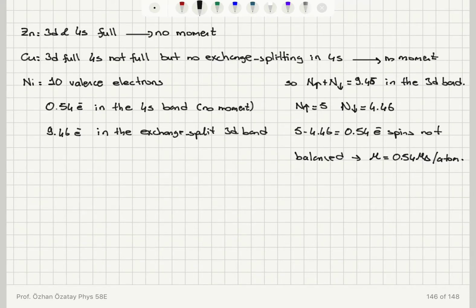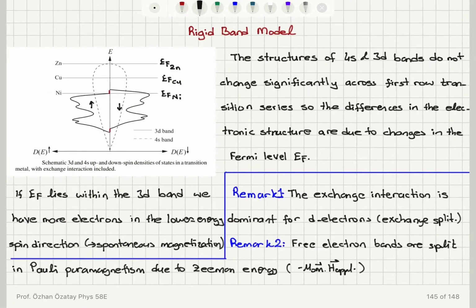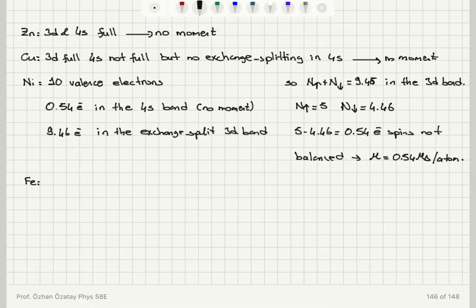Now on the other hand, if we look at iron, if we keep going down, the next one is basically iron. This is how it goes: nickel, cobalt, iron, manganese, etc. So we're going down in the band. Now iron has 8 valence electrons, and it has 0.95 electrons in the 4s band, which is not exchange split, so there is no contribution to the magnetic moment per atom.